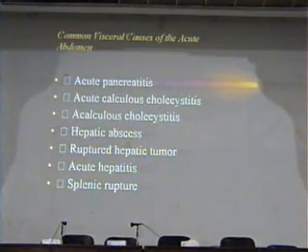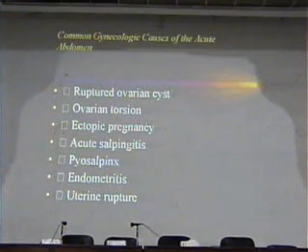These are the common causes of acute abdominal pain due to visceral causes: acute pancreatitis, acute calculous cholecystitis, acalculous cholecystitis, hepatic abscess, ruptured hepatic tumor, acute hepatitis, splenic rupture.